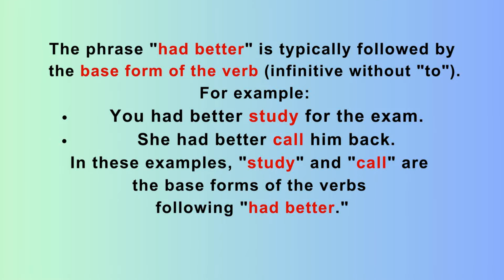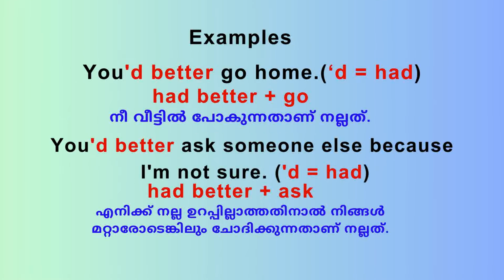Examples: you'd better go home. Contraction 'd means had. Had better plus base form of the verb go. You'd better ask someone else because I am not sure. Contraction 'd means had. Had better plus base form of the verb ask.